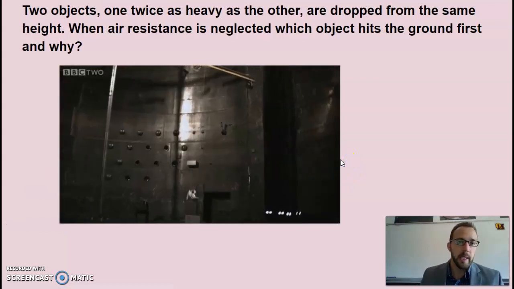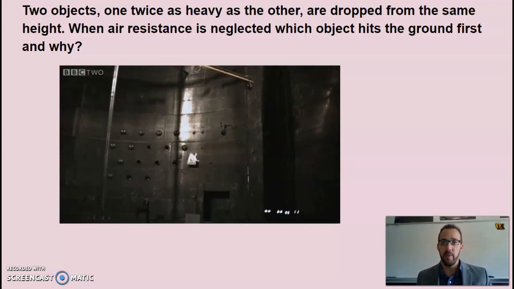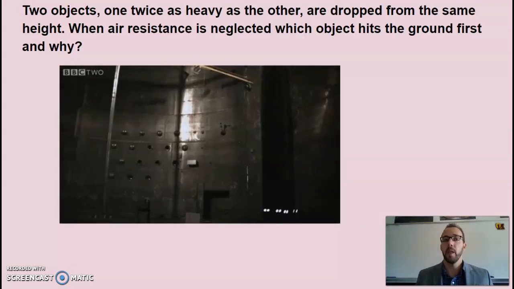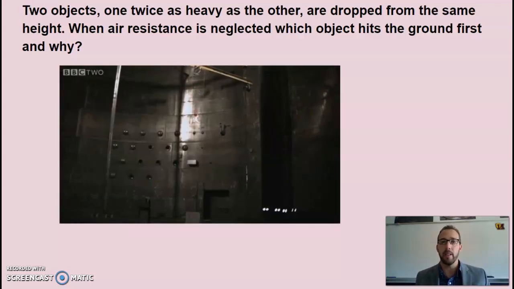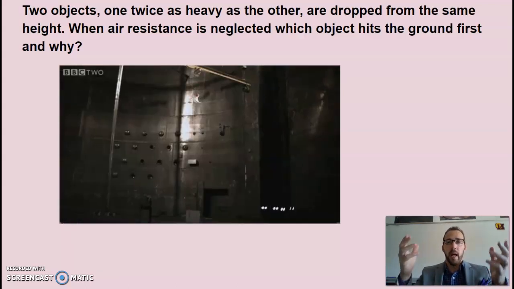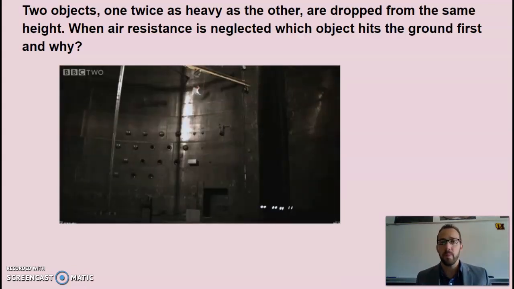Now, if I have two objects and one is heavy and one is not heavy, like you can see in this GIF, a bowling ball and some feathers, which one's going to hit the ground first if I drop them at the same time? Well, the answer is they're going to get to the ground at the same time. We did a lab like this in class where we dropped a big heavy steel ball and a much lighter marble, and they hit the ground at the same time.